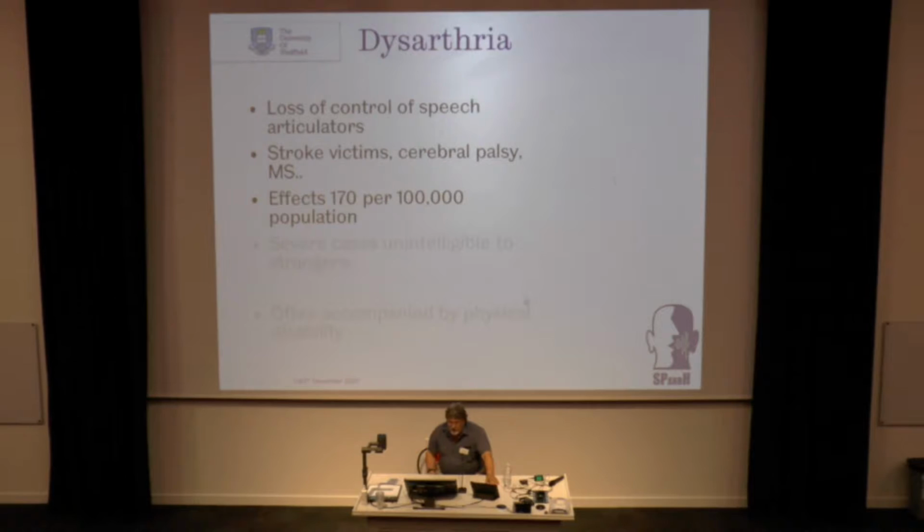In the UK, it affects 170 people out of every 100,000. And in severe cases, dysarthric speech is unintelligible to strangers. It's often accompanied by physical disability because there's some underlying cause. Okay, I'll give you an example or two then.